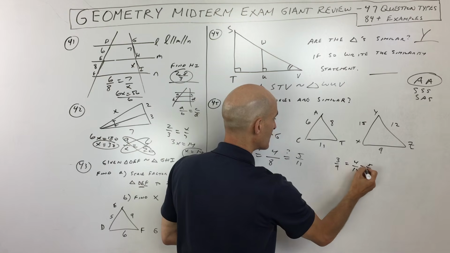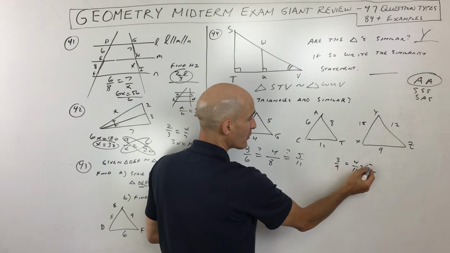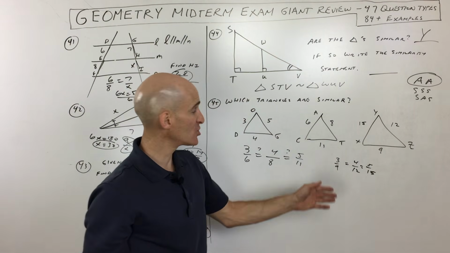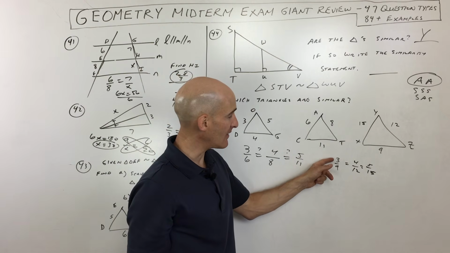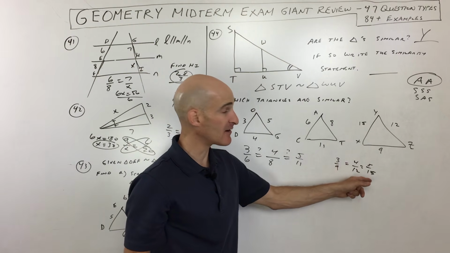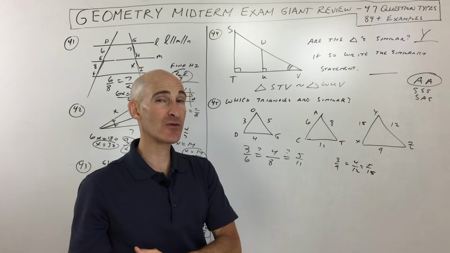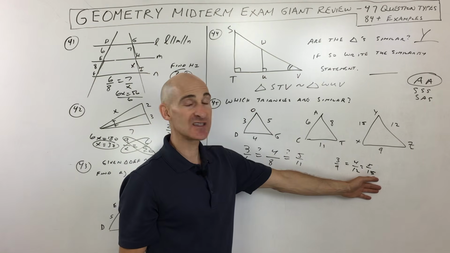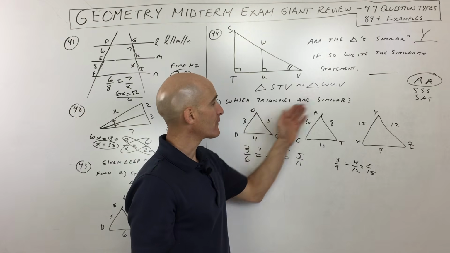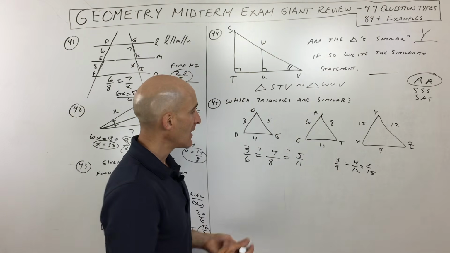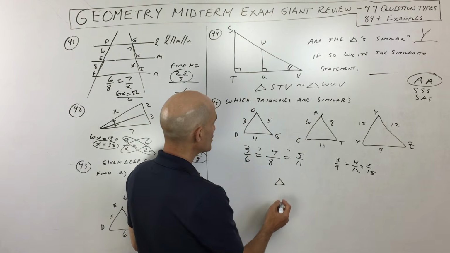Oops, 5 to 15. Now if you reduce these, you get 1/3, 1/3, 1/3. Now they don't always reduce perfectly, so what you can just do is get a decimal. You could just divide 3 divided by 9, 4 divided by 12, 5 divided by 15. You're going to get 0.3333 for all three of these. You can see that they're the same, so we know that the first and the third are similar.